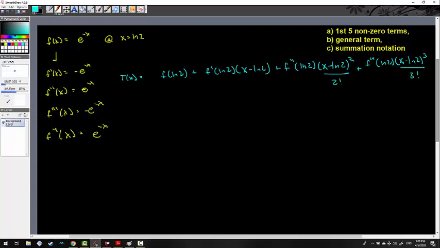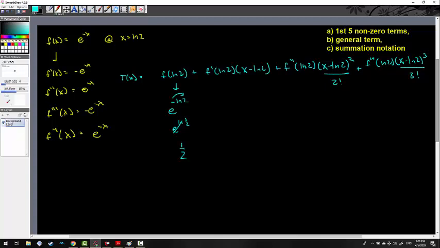Okay, so from here, I'm going to go and write out the first few terms. F of ln of 2. Well, what is that? Well, that's e to the negative ln of 2. Contrary to popular belief, that is not negative 2. This guy's going to jump in. We get e to the ln of 1/2. That gets me 1/2 here.